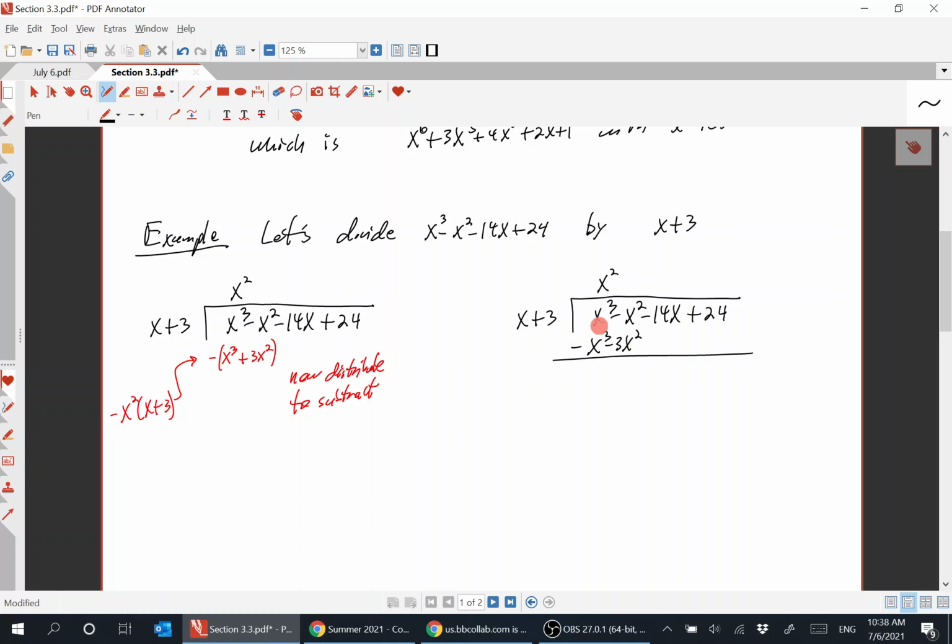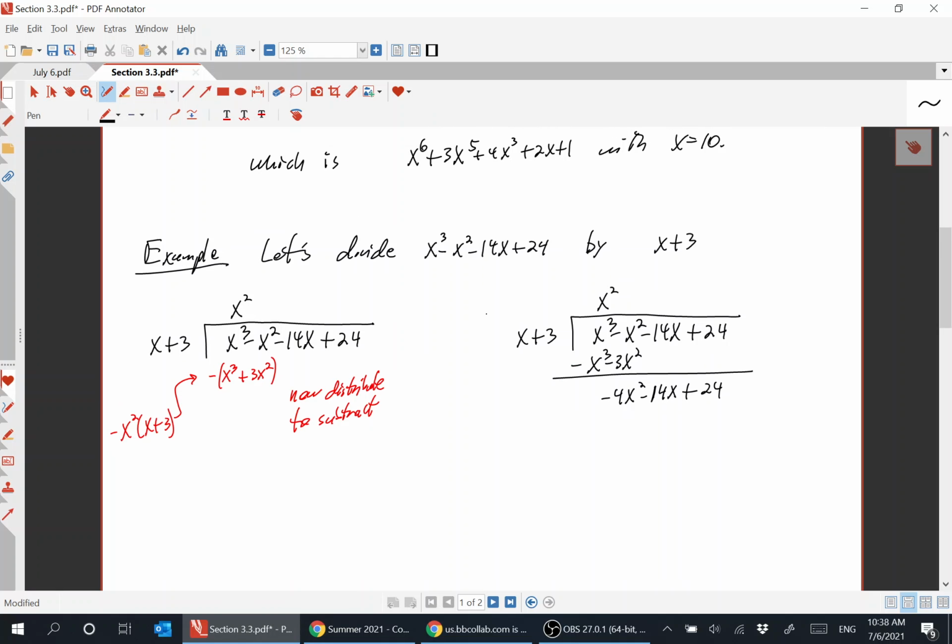Right, so now when I add these together, I multiply by negative 1 because I'm subtracting, and now I add them. The x to the third goes away. X to the third minus x to the third is 0. Now I have minus x squared minus 3x squared is minus 4x squared. And then minus 14x minus 0 is minus 14x. And then 24 minus 0 is 24. So I'm just bringing down these two terms here.